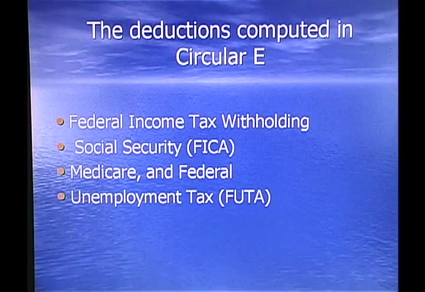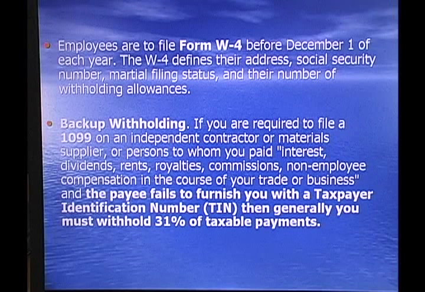The deductions computed in the Circular E are your federal income tax withholding, Social Security, which is called FICA, Medicare, and federal unemployment tax, which is FUTA. Okay. Employees are to file a Form W-4 before December 1st of each year. The W-4 defines their address, Social Security number, marital filing status, and their number of withholding allowances. A question that comes up on the exam all the time is what document defines the address, Social Security number, marital filing status, and the number of withholding allowances? W-4.